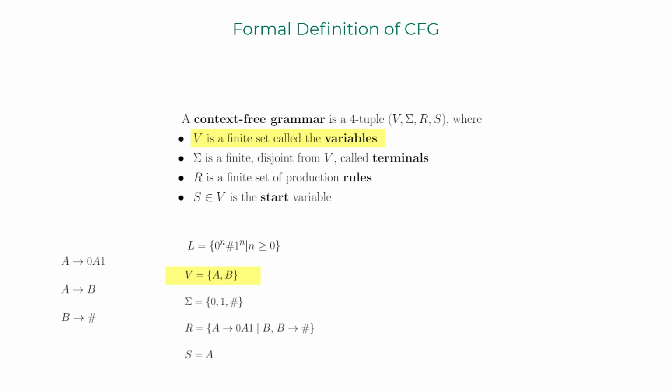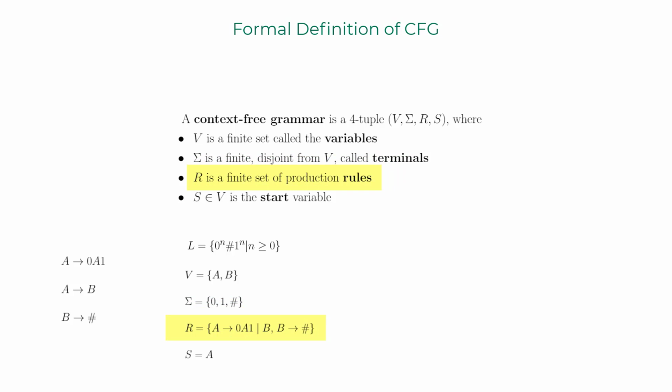Sigma is also a finite set which does not have any intersection with elements in the set V. Formally, the elements in Sigma are called terminals. Sigma can also be seen as the alphabet for the language generated by the context-free grammar. R is a finite set of rules.